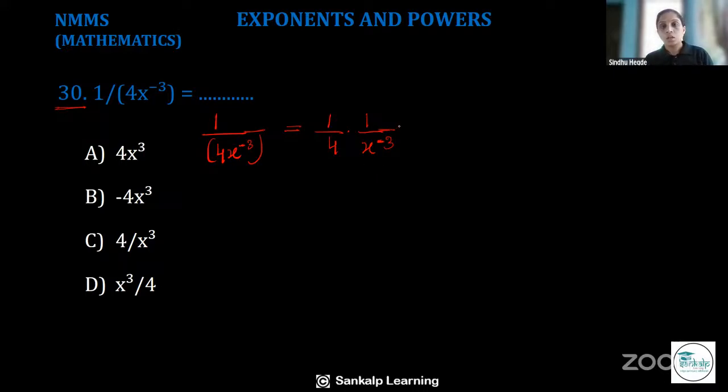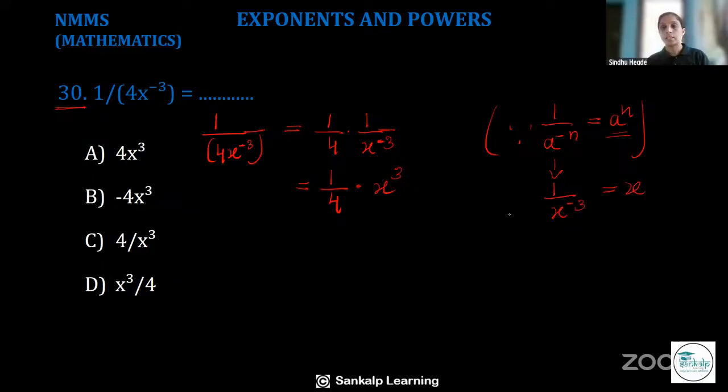So now we have to apply the formula for this 1 by x raised to minus 3 term. Okay, so it is similar to 1 by a raised to minus n. It is always a raised to plus n. Here in the place of n, we have 3. So let me write 1 by 4 as it is into 1 by x raised to minus 3, which is x raised to 3 only. X raised to plus 3 according to this expression. 1 by x raised to minus 3 is x raised to 3.